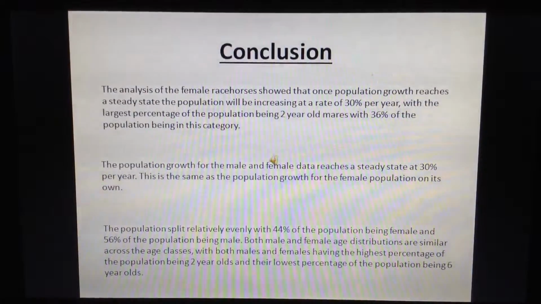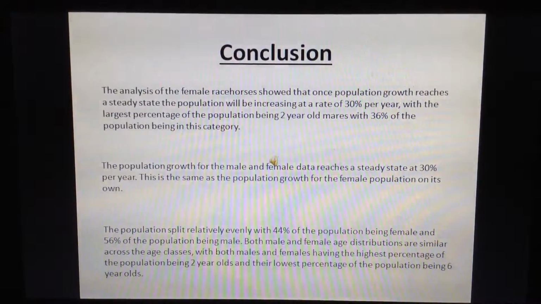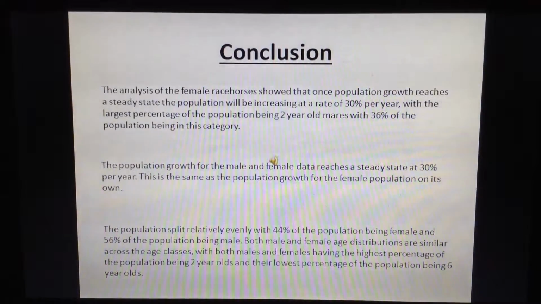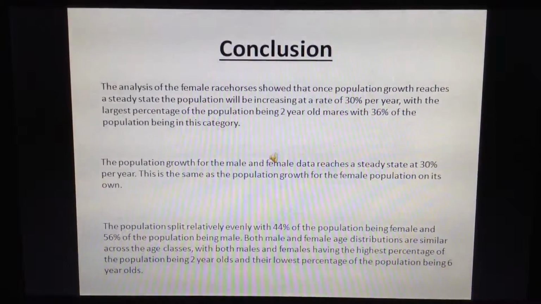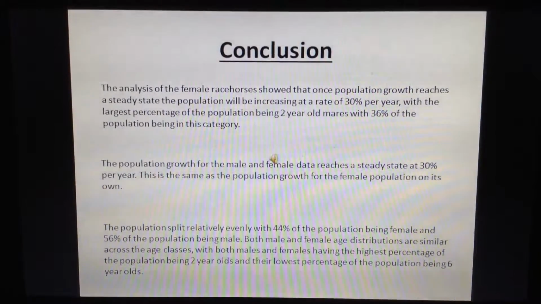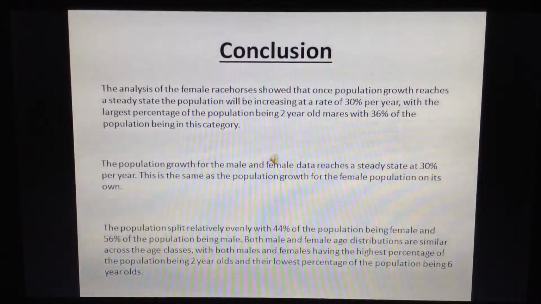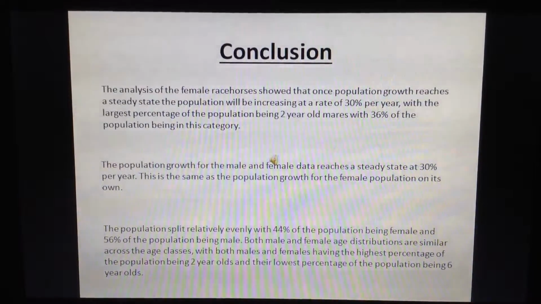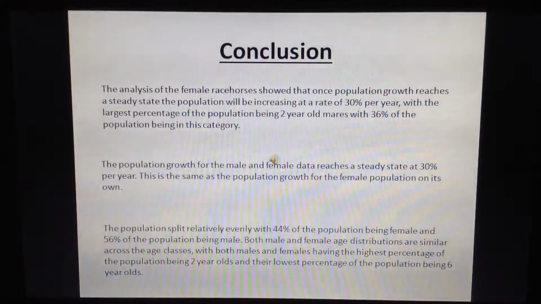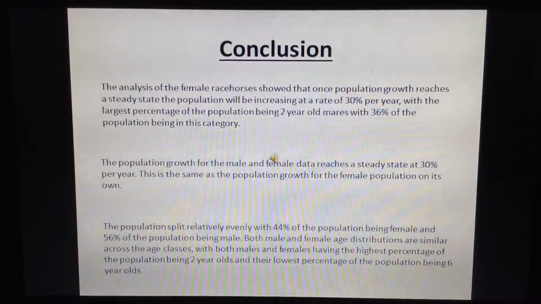The population growth for the male and female data reaches steady state at 30% per year. This is the same as the population growth for the female population on its own. The population split relatively evenly, with 44% of the population being female and 56% of the population being male. Both male and female age distributions are similar across the age classes, with both males and females having the highest percentage of populations being 2-year-olds and their lowest percentage of populations being 6-year-olds.